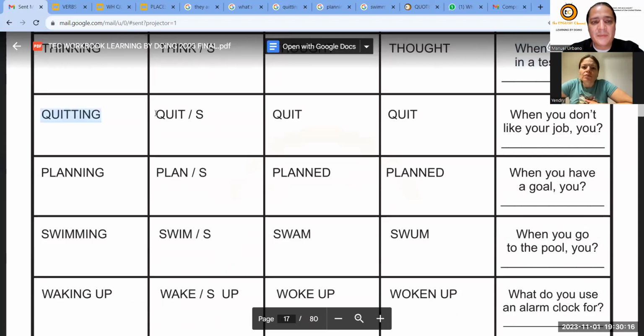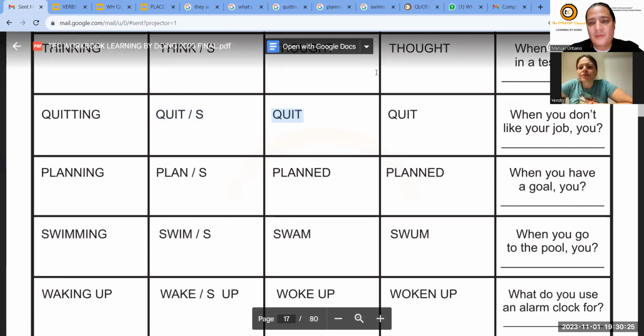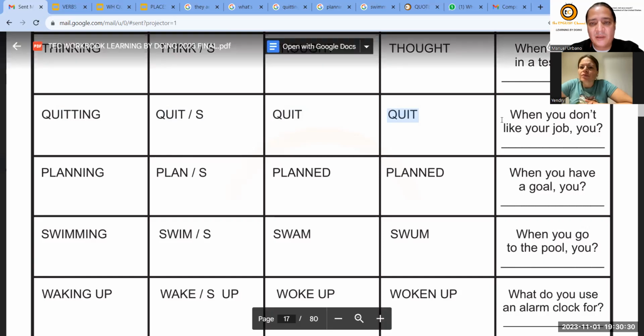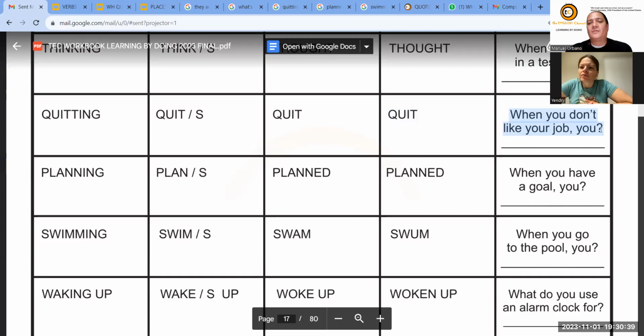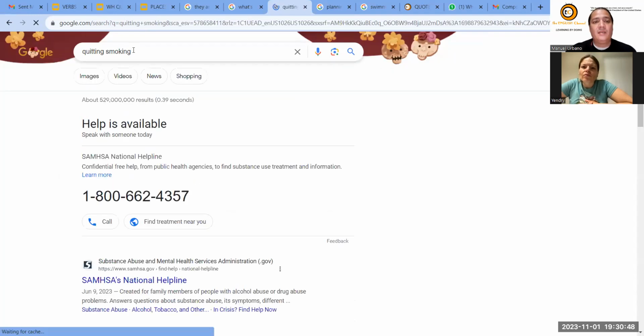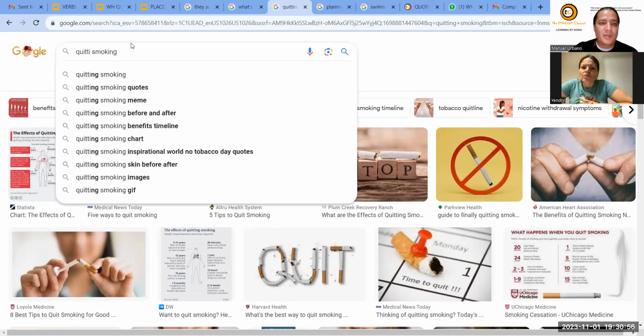Please repeat. Quitting. Quit. Quit. So irregular because there's no change. Everything is quit in the past, in the future, in the participle. It's always quit. And when you don't like your job, well, you quit, right? There are some other things that you can use for quitting, for example, you don't want to smoke anymore. So no problems with quit, right?